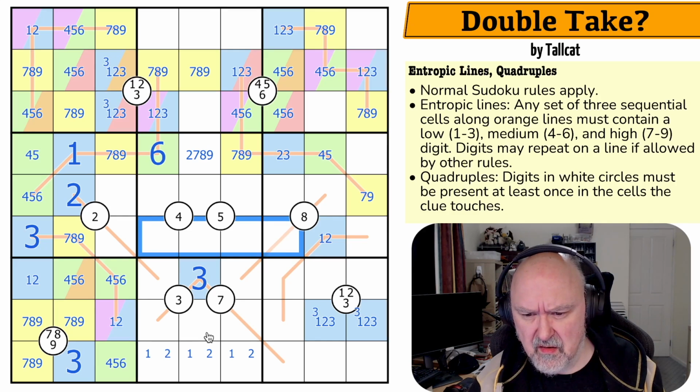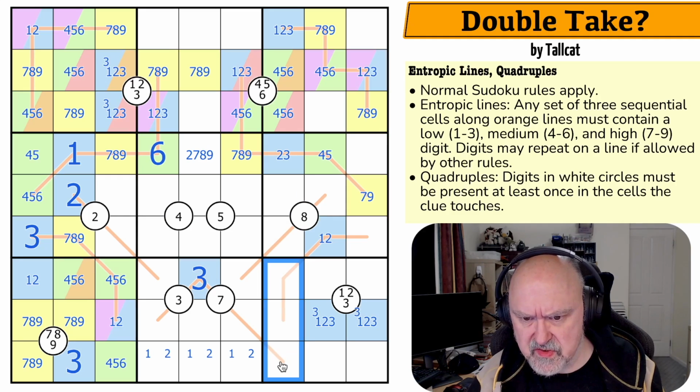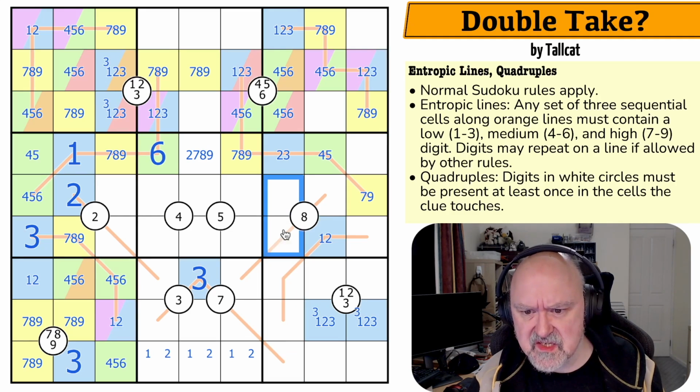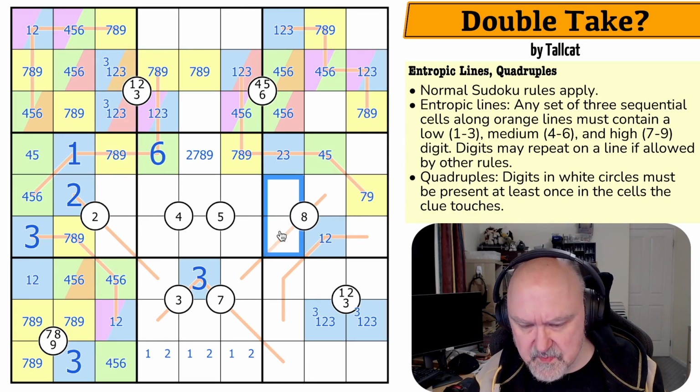Okay. There's no low here. There's no low here. There is a low in one of those. Oh, there's no low in any of those. So this is a low. And there's a medium here. This is a low and a high. This is a low and a high. This is a high digit. I'd used this logic over here and I missed it. This must be a low and a high.